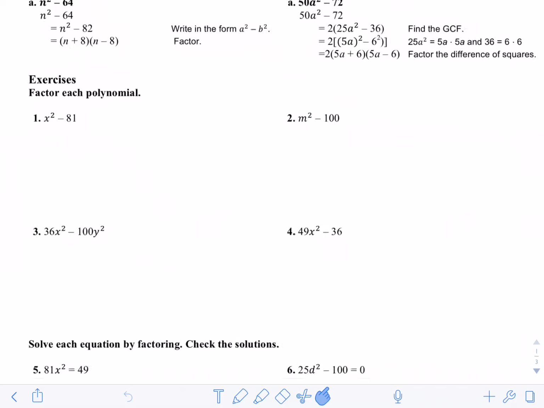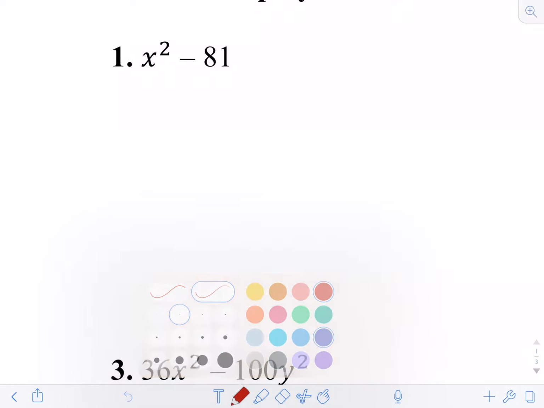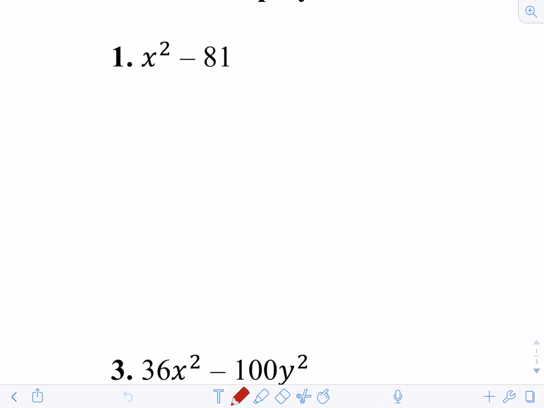So here we're going to start with number 1. You have x squared minus 81, and we are going to factor this. The first thing you need to do is see if there's a greatest common factor that you can pull out, and you'll see there's not. So the first thing we're going to write is no GCF. Okay, and then we're going to label A, B, and C.